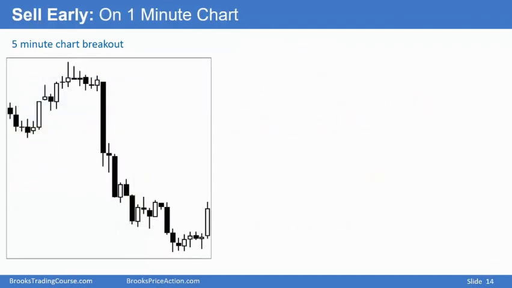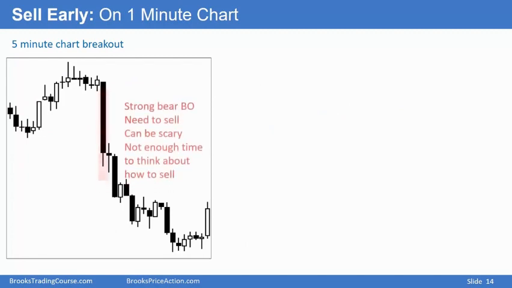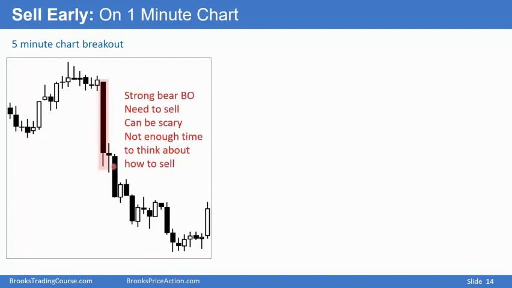Again, you can enter early. We have a bear trend, strong bear breakout, big bear bar. A lot of traders are very uncomfortable selling the close of the bear follow-through bar. It happens very quickly, not enough time to think about how to sell. You can sell the close of the breakout bar. We have a bear bar for a follow-through bar. You could sell the close there. You could bet the reversal up will fail and place a limit order to sell the high of this bar and get filled here.